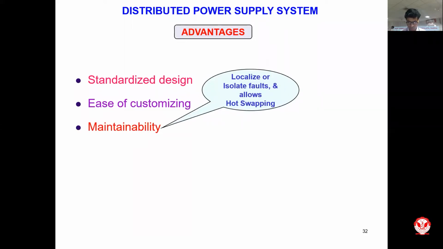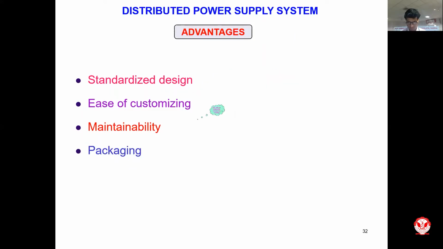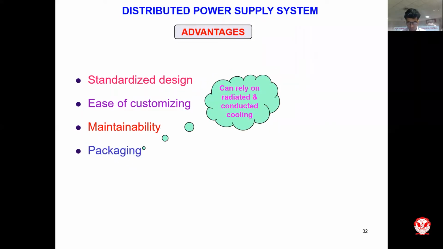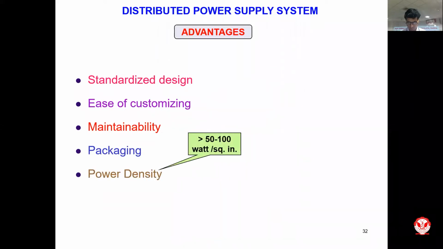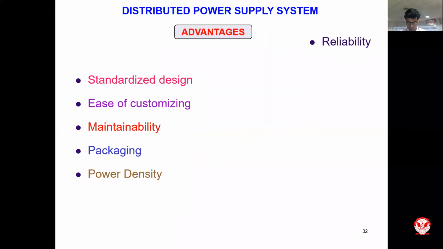Maintainability is easy. It's not connected with the grid, so a lot of issues that arise due to the interfacing, synchronization, etc. are washed off. Packaging of those converters becomes easy for distribution. Otherwise, you would have to go for a large thing. Power density is also increased, and the reliability, of course, goes up.